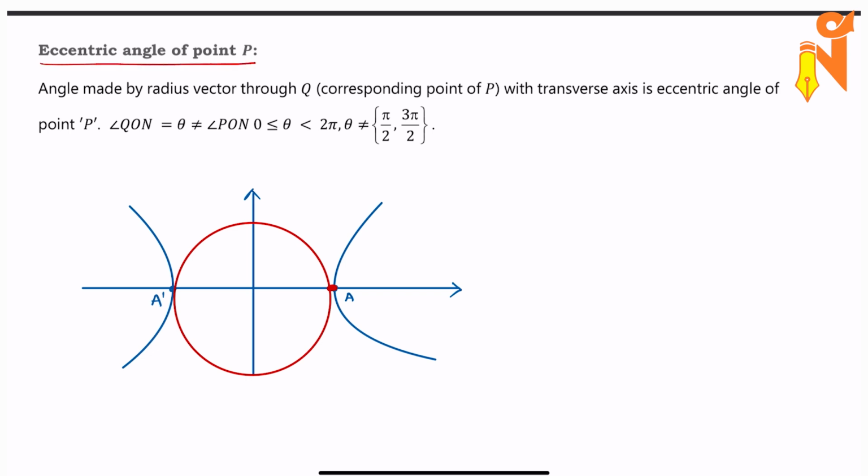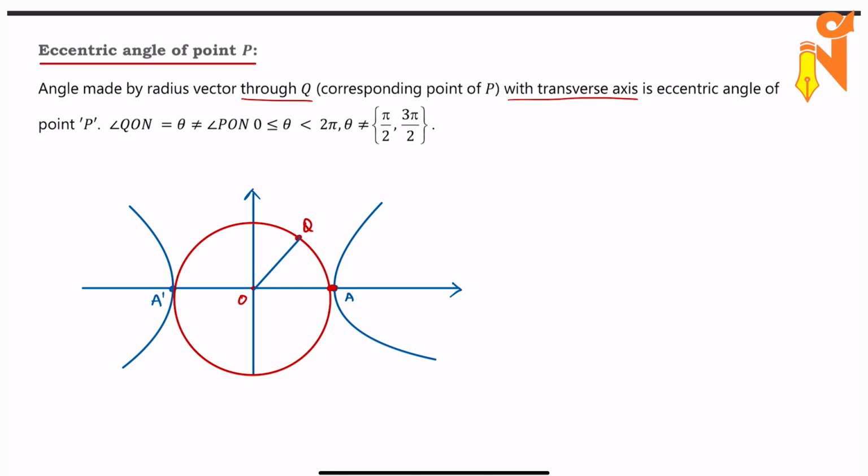Our next topic is the eccentric angle of a point P. The angle made by the radius vector through Q, the corresponding point of P, with the transverse axis is called the eccentric angle of point P. What it means is, this is the origin. Let's take any point on the auxiliary circle, which is Q. So this point Q is on the auxiliary circle.